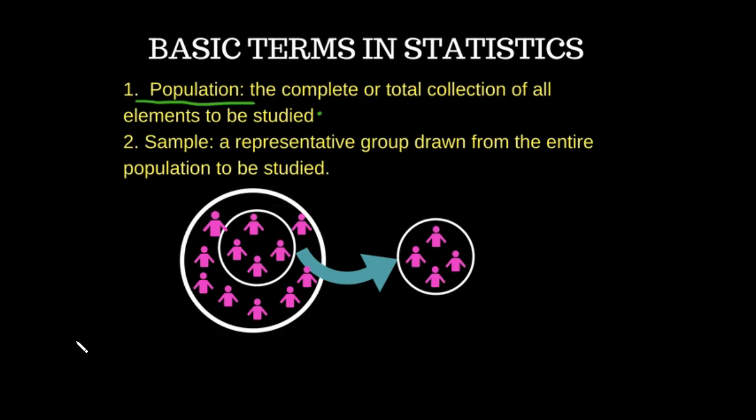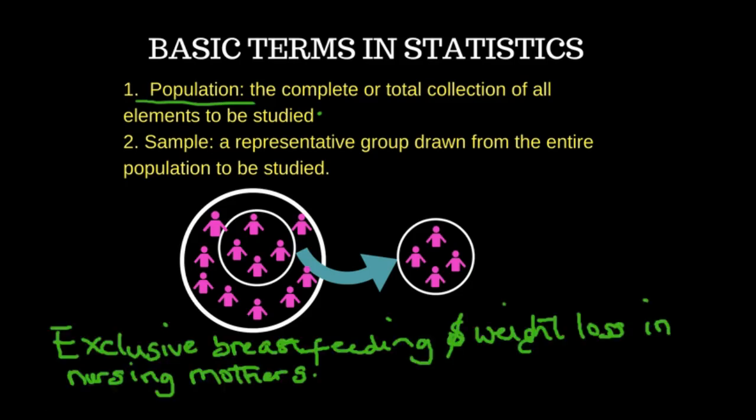So I'll use a case study to explain that. Let's assume we want to observe the effect of exclusive breastfeeding on breastfeeding mothers in Nigeria. Exclusive breastfeeding and weight loss in nursing mothers. Now, in this kind of research, the population is the total number of breastfeeding mothers to be studied, and that will be the nursing mothers in Nigeria. I have represented this with this circle, representing, let's assume, all these are women breastfeeding. Of course, there are more than this, but this is hypothetical.